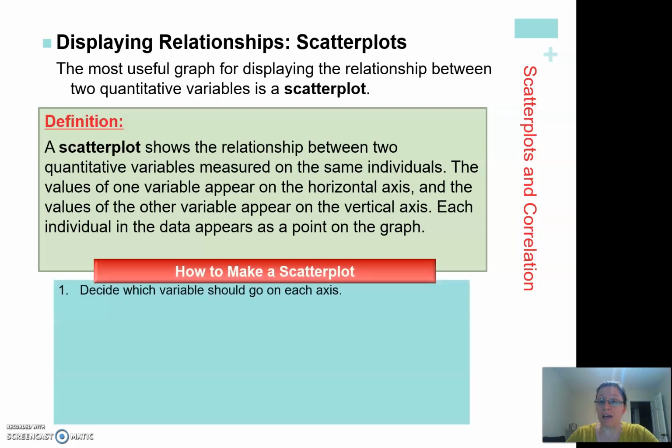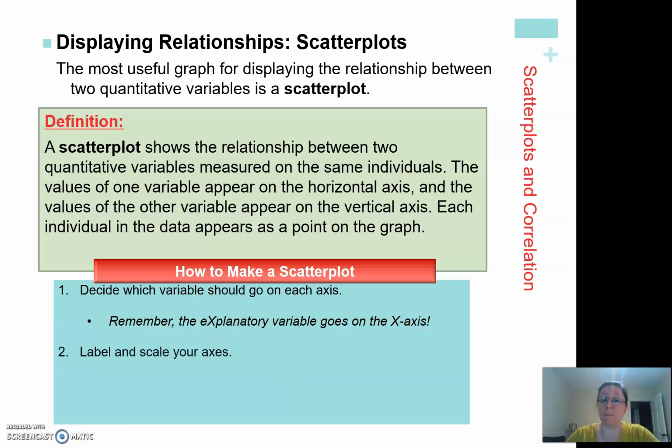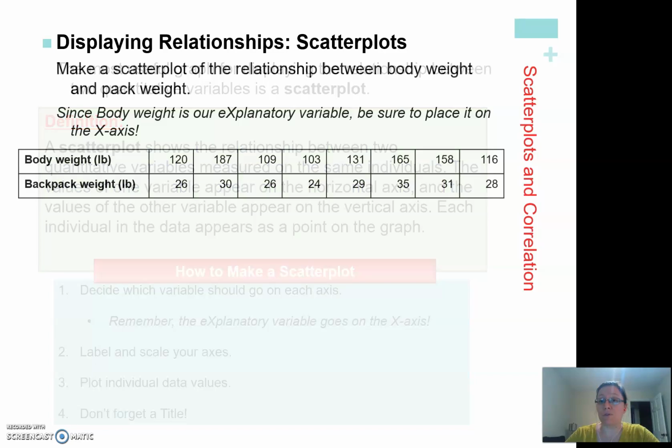To make a scatter plot, you have to first decide what's your explanatory variable. Explanatory is going to go on the x-axis. So the letter x in both explanatory and x-axis, right? Kind of helps you remember. Make sure you're labeling your axes. Make sure you're plotting values as points. And then, of course, don't forget a title.